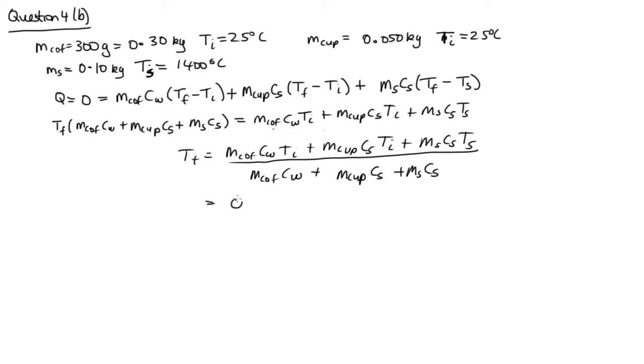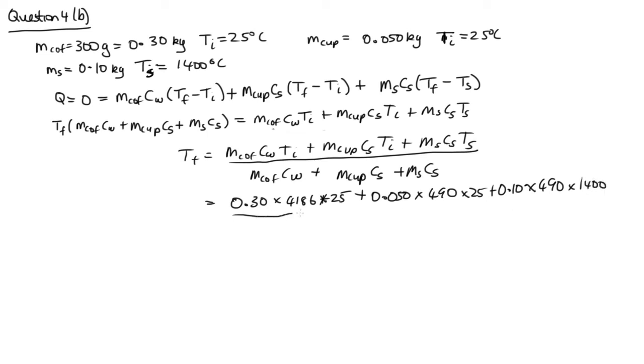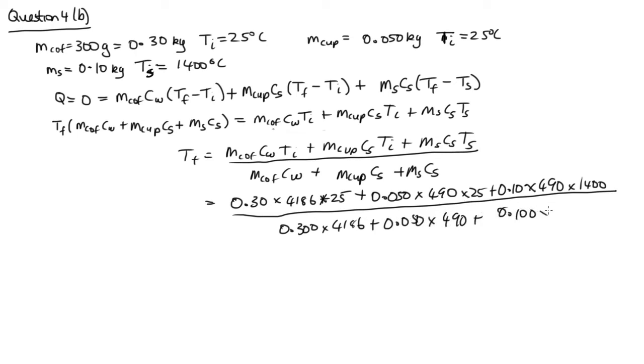And now we can substitute in. So we've got 0.30 times 4186, times 25, plus the mass of the cup, which was 0.050, times the specific heat of steel, which we're told is 490, times the initial temperature, which is 25, plus the 0.10 times the 490 times the initial temperature here, which was 1,400, divided by 0.300 times 4186 plus 0.050 times 490 plus 0.100 times 490.